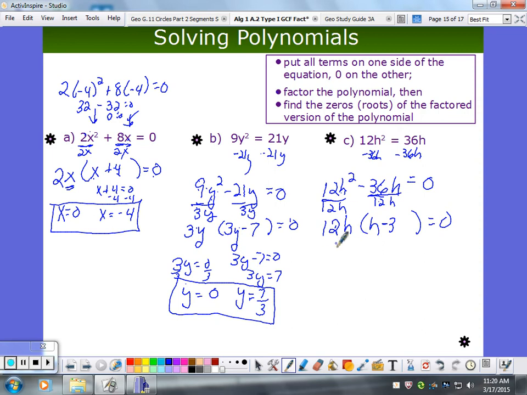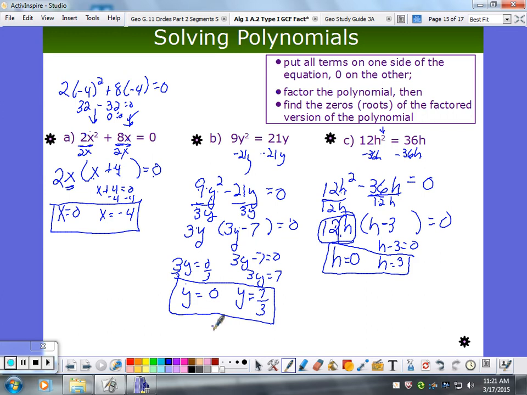It could be that this business here was 0. So when is that going to be 0? When does h equal 0? When it equals 0. Right? Because if 12 times 0, this is 0, you get 0 times whatever this is, 0. Then I want to know, what about this factor? When does h minus 3 equal 0? h equals 3, right? Two solutions. When you see a 2 here, you can have as many as 2 solutions.